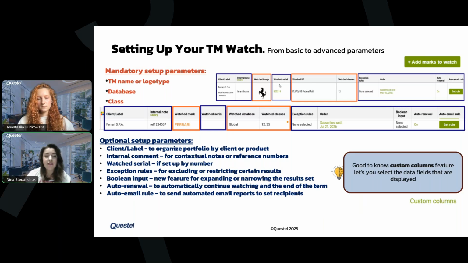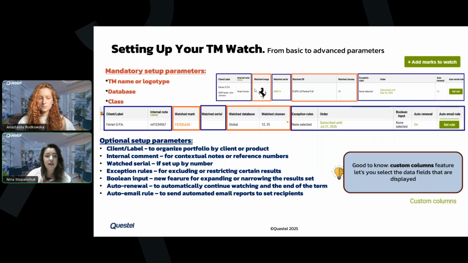Client label is a great organizational tool. You can use it to group watches by client names, references, numbers, or some internal categories. Later, you can filter both your portfolio and your reports based on these labels. We have also recently released an extended version of this client label input that allows to store customers' contact information. And we'll cover this in a bit more detail in the next slides.